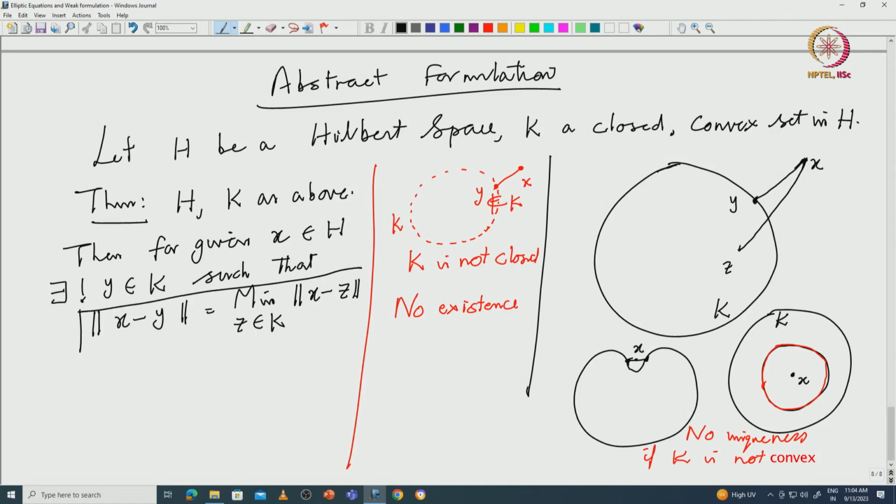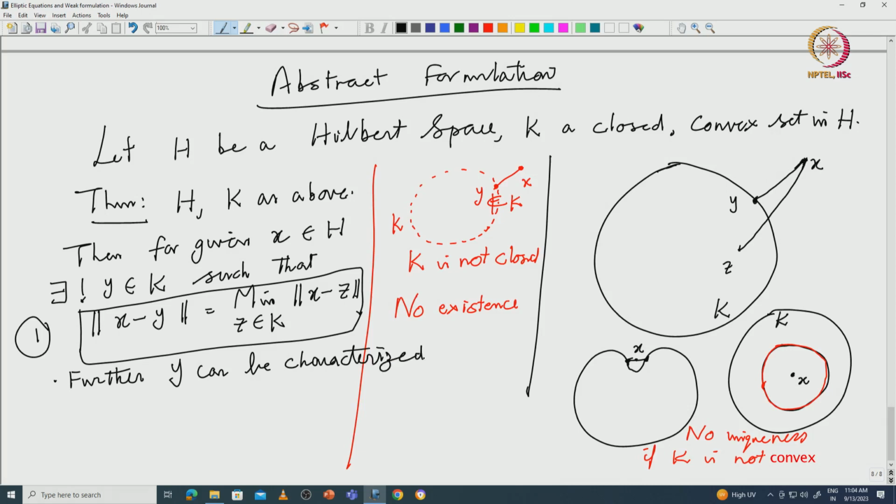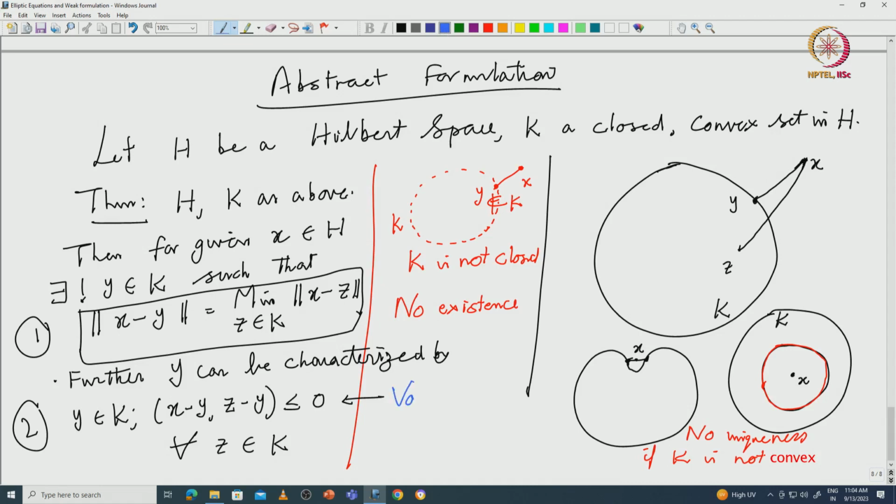We call this 1. And further, Y can be characterized by: Y in K, inner product of X minus Y, Z minus Y is less than or equal to 0 for all Z in K. We call this 2. That means if Y is a solution of 1, then Y is a solution of 2, and conversely if Y is a solution of 2, it is also a solution of 1. This is called the variational inequality.